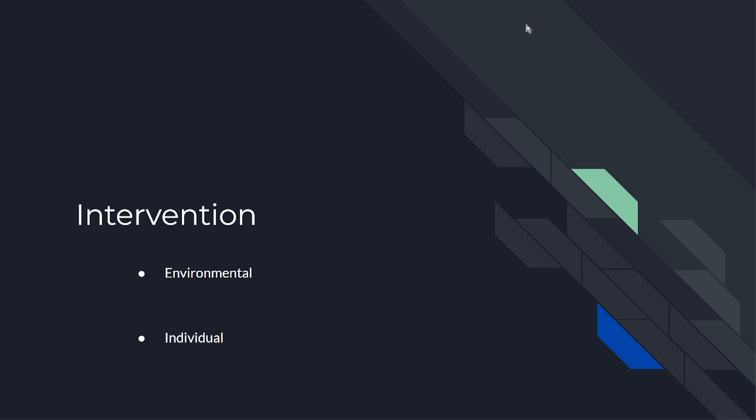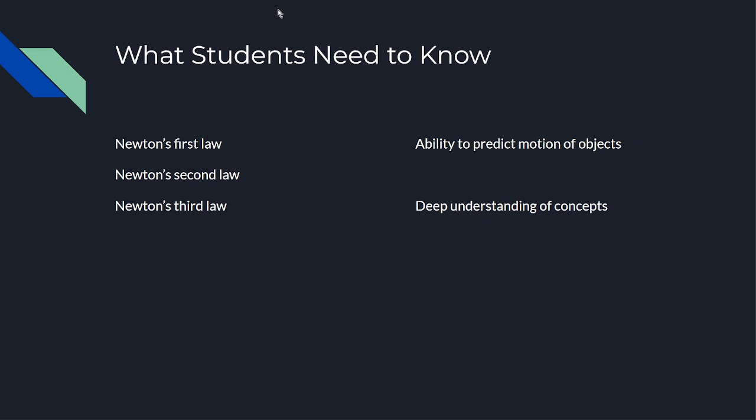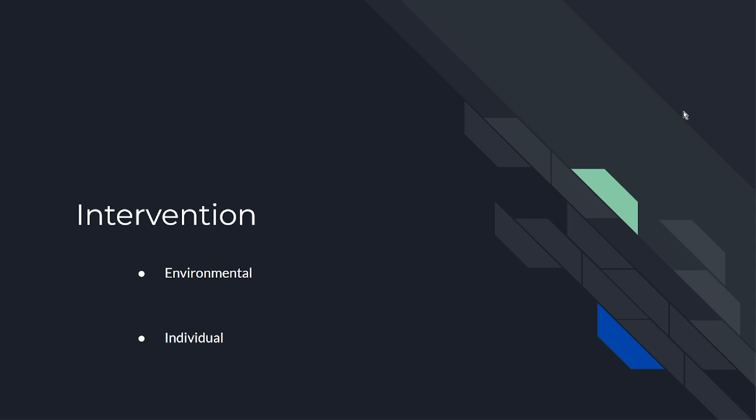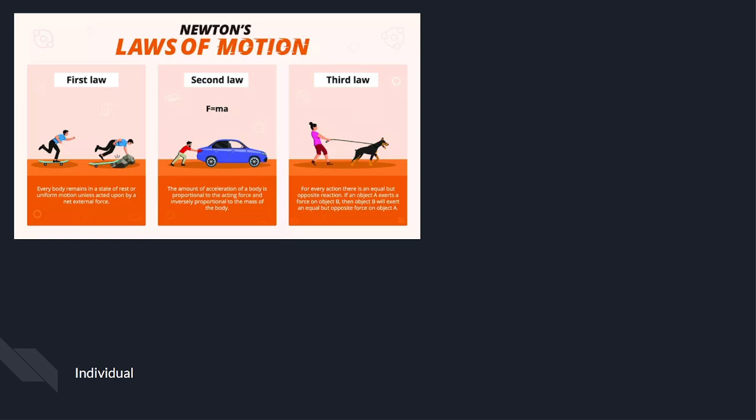So, some interventions. We have environmental and individual. We're going to implement these in order to fulfill this, to deepen their understanding. First is environmental. To create an environmental intervention, we first need a clean classroom, organized space. They need tools, they need materials to learn from. A possible environmental implementation method is simulations. Simulations can be used to show how objects interact with each other.